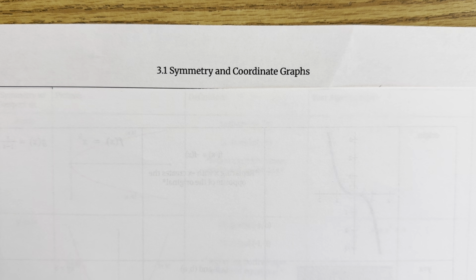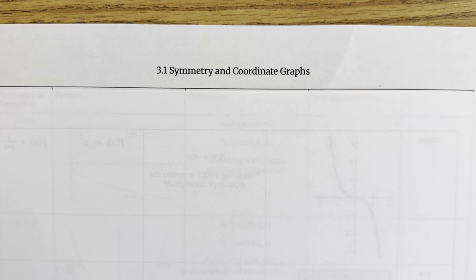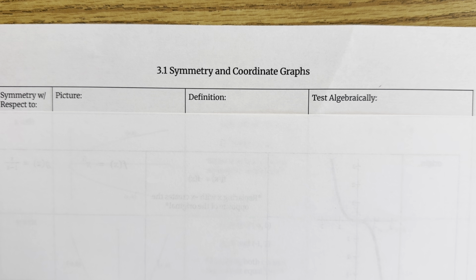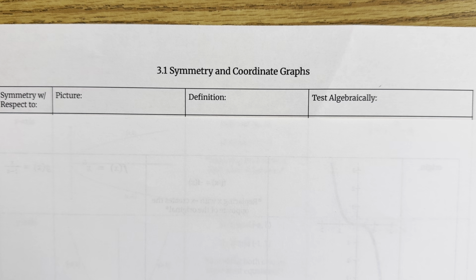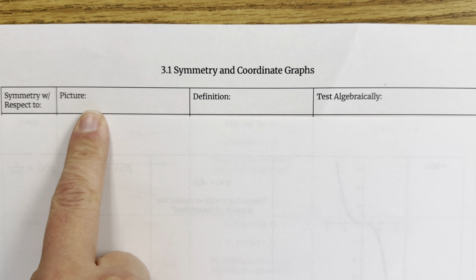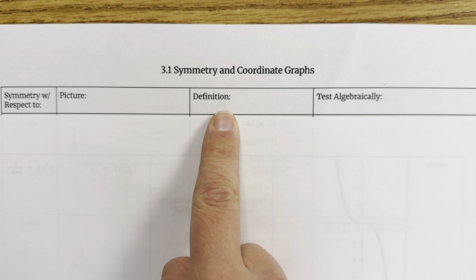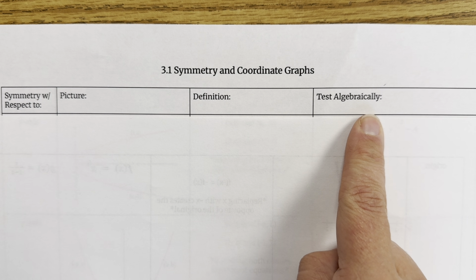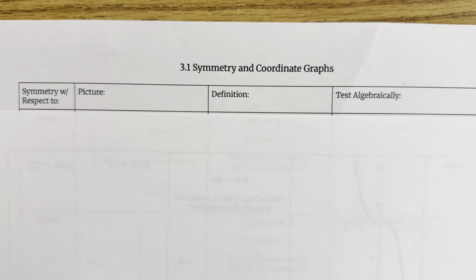This lesson is going to be on 3.1, symmetry and coordinate graphs. So we're going to take a look at how to test for symmetry on graphs. I have a table here. In our table, we're going to take a look at symmetry with respect to different things, a picture of what that looks like, a definition, and then how we're going to test it algebraically to see what that symmetry looks like.